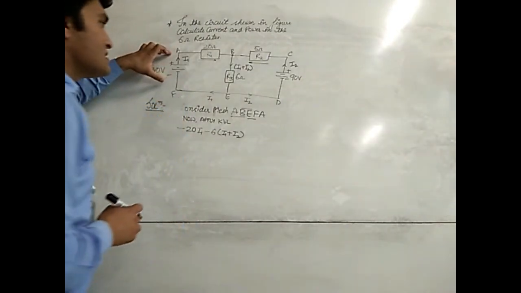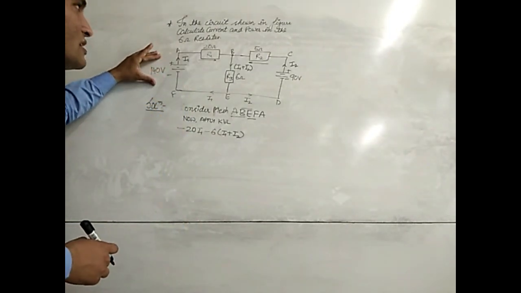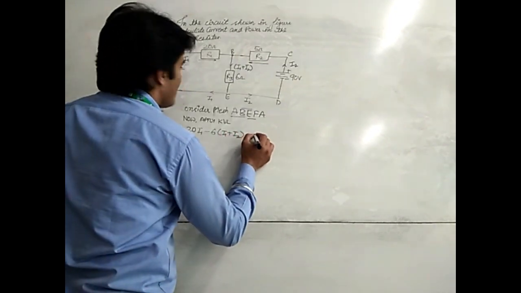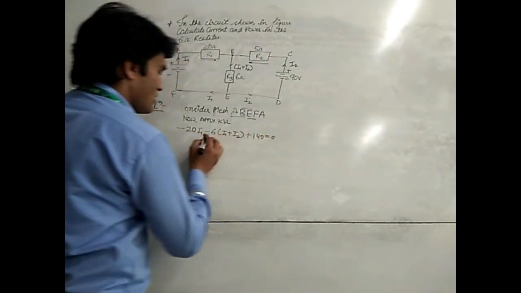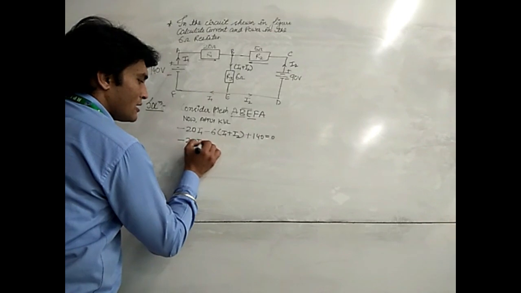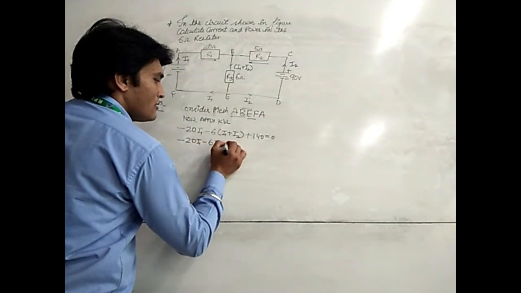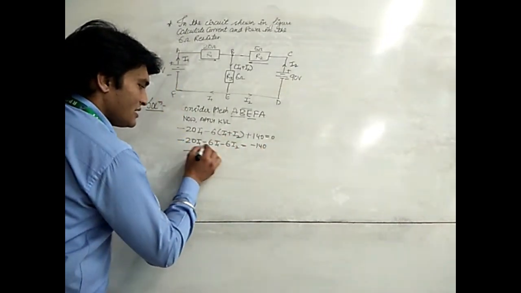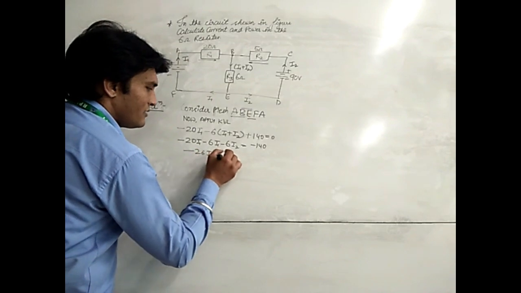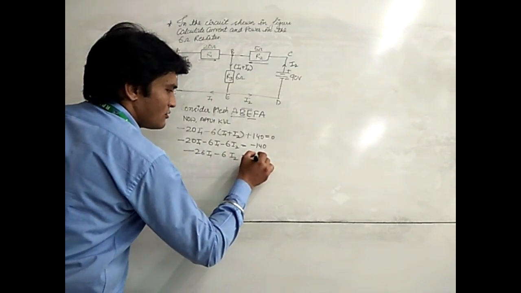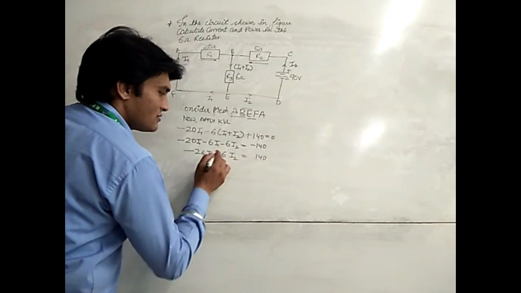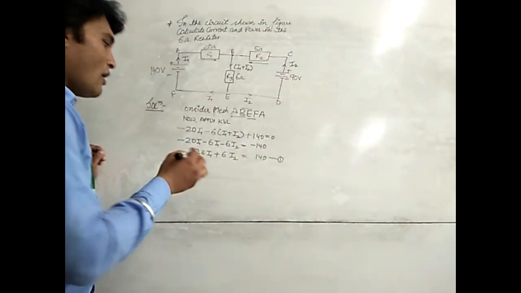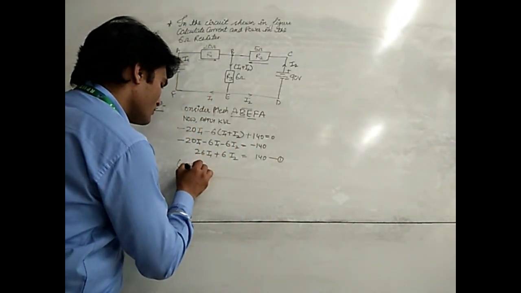Now from F to A, we will see only potential. There is no effect of current here. The potential goes from lower to higher, so the sign will be positive: plus 140 is equal to 0. Now solve it. Minus 20 I1 minus 6 I1 minus 6 I2 is equal to minus 140. So 26 I1 plus 6 I2 is equal to 140. This will be equation number 1.